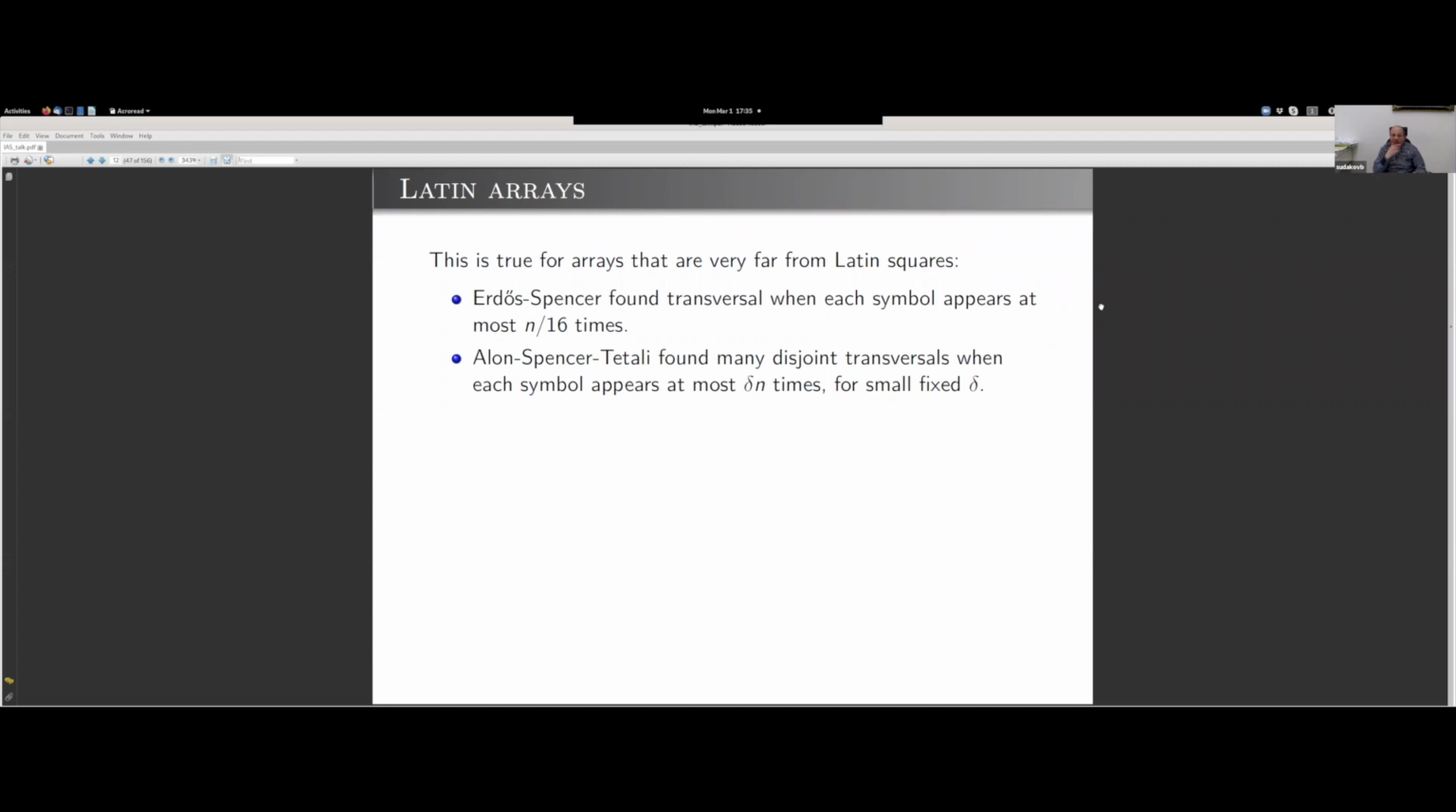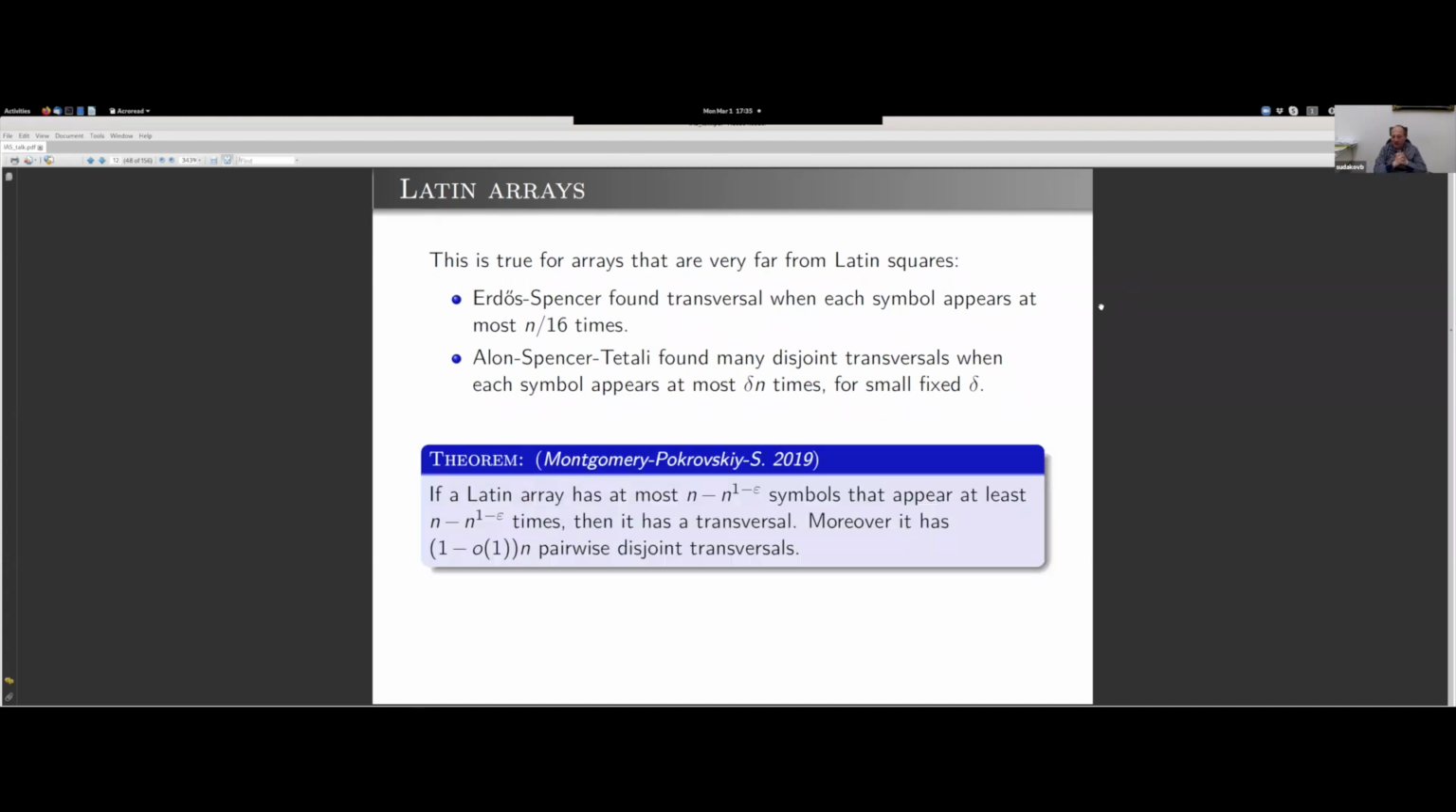Alon, Spencer, and Tarsi proved that if every symbol appears at most delta n times for some small delta, not only can you find one transversal, but you can find many disjoint transversals. You can decompose an almost Latin square in a Latin array into disjoint transversals. So the next result, which I want to present, strengthens this in the following sense.